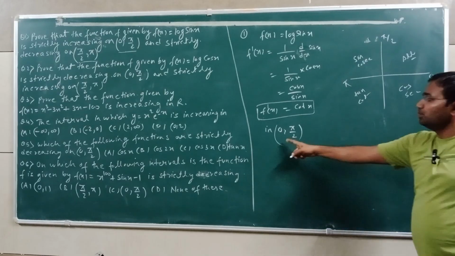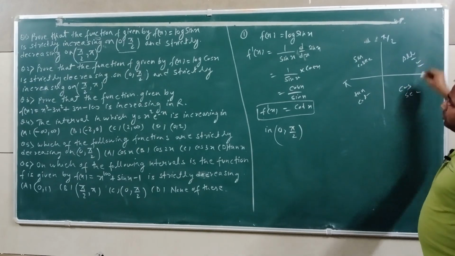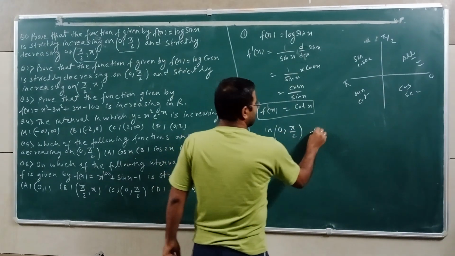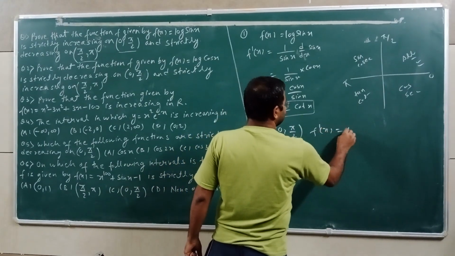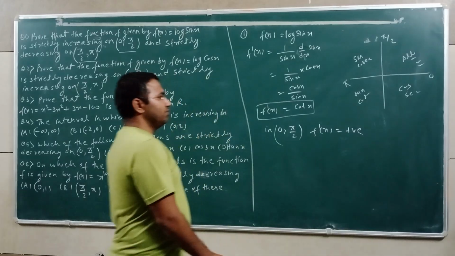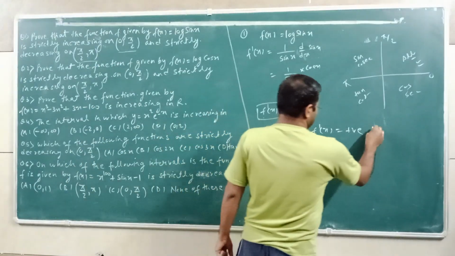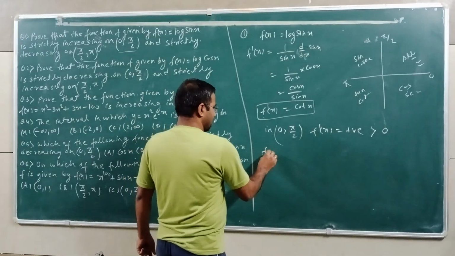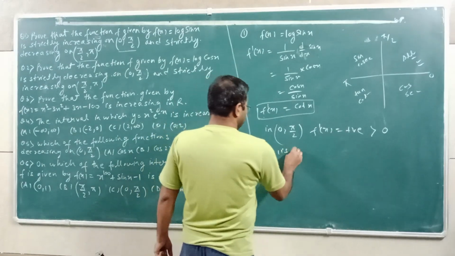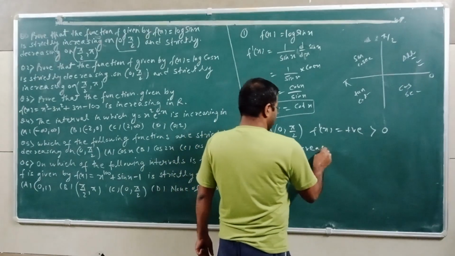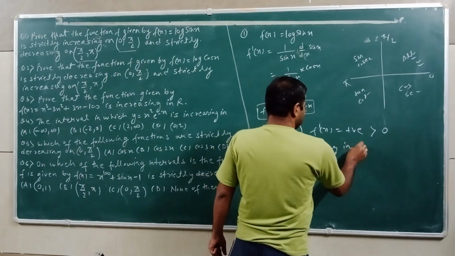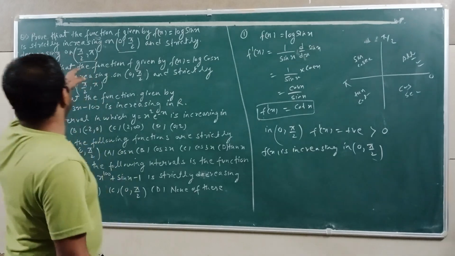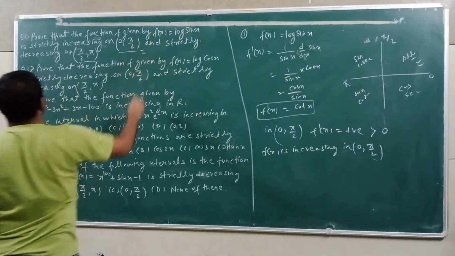Now see, 0 to pi upon 2 means we are talking about the first quadrant. In the first quadrant f dash x will be positive. We will get a positive value, it means it will be greater than 0. It means f(x) is increasing in 0 comma pi upon 2. So we have to prove that in 0 comma pi upon 2 it is increasing.